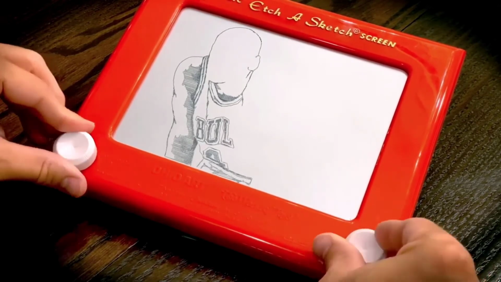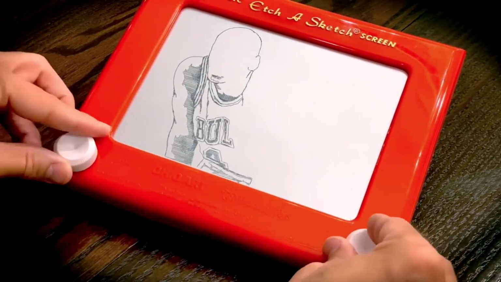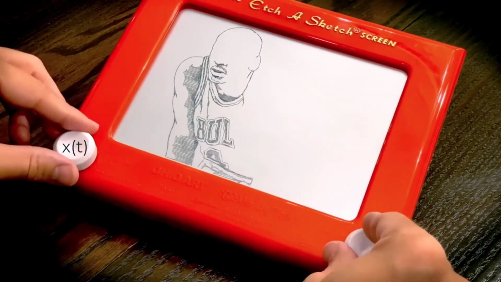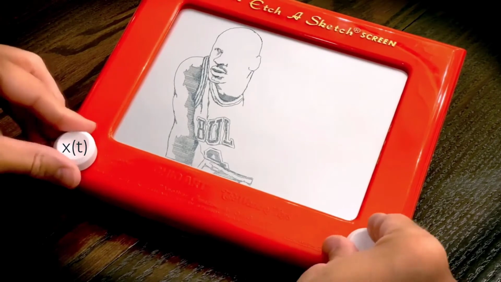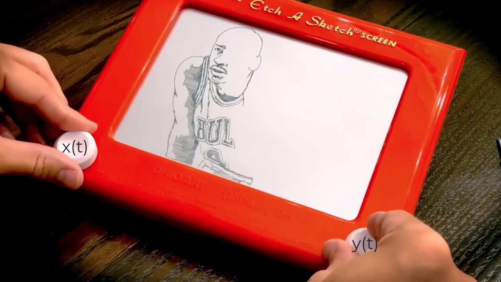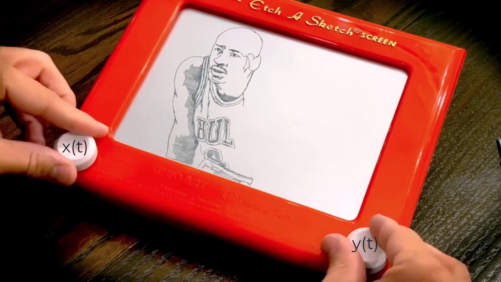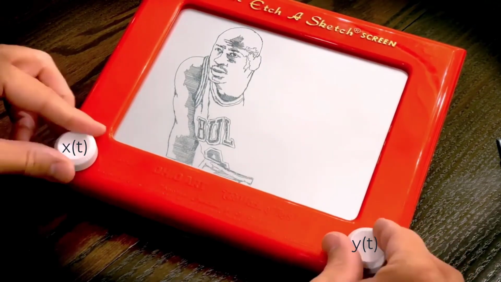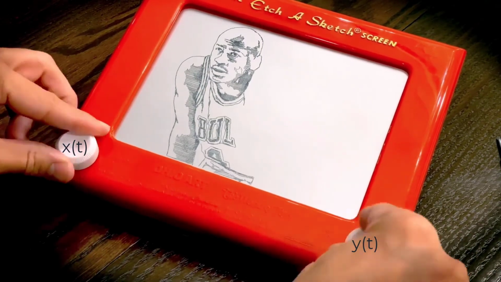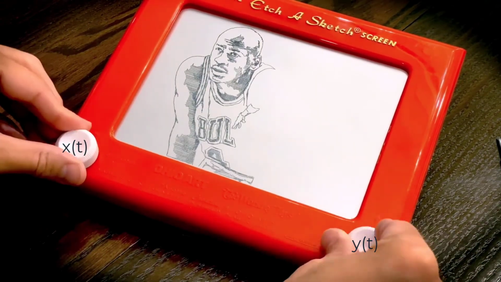So one knob, the left, represents a function x of time. As time moves on, you're wiggling things left and right. The right knob also represents a function of time, but only the vertical values that you're graphing as a function of time. And this artist here is sketching Michael Jordan using his Etch-a-Sketch and parametric curves.